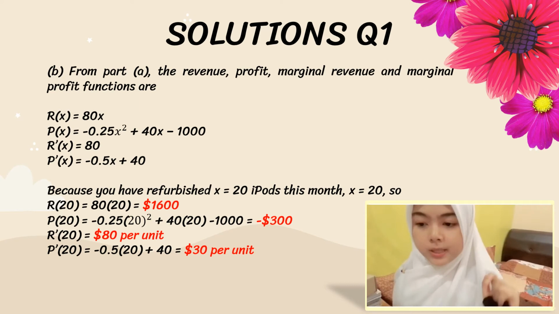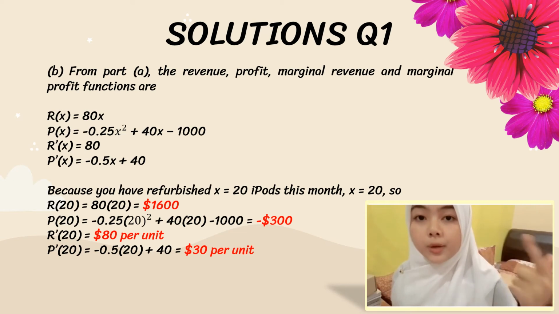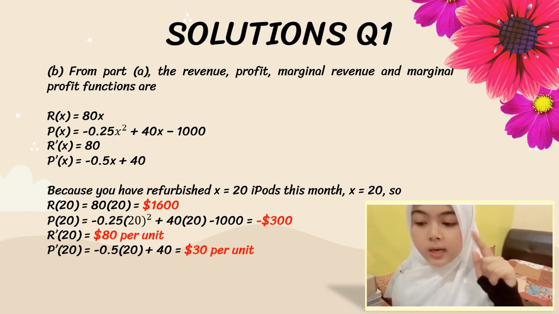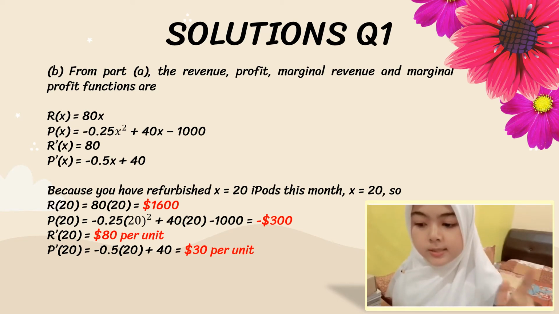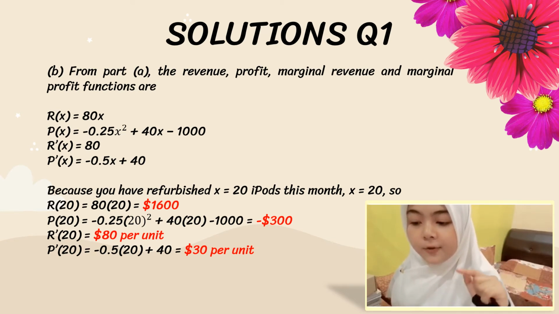For question B, they want to know the revenue, profit, marginal revenue and marginal profit when we refurbish 20 units of iPods. So we just need to replace x with 20. We got the revenue of $1,600, and for the profit we got negative $300, which we call a loss. Then for the first derivative, or marginal revenue, we got $80 per unit. And for the marginal profit, we got $30 per unit.